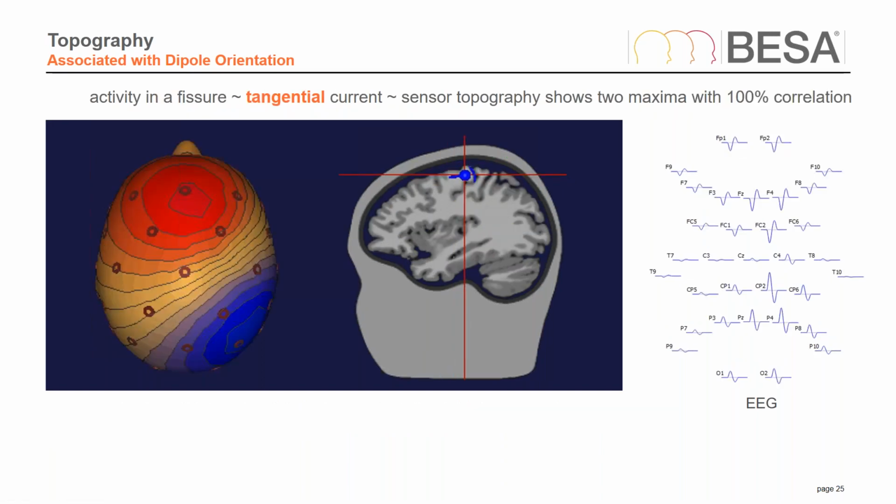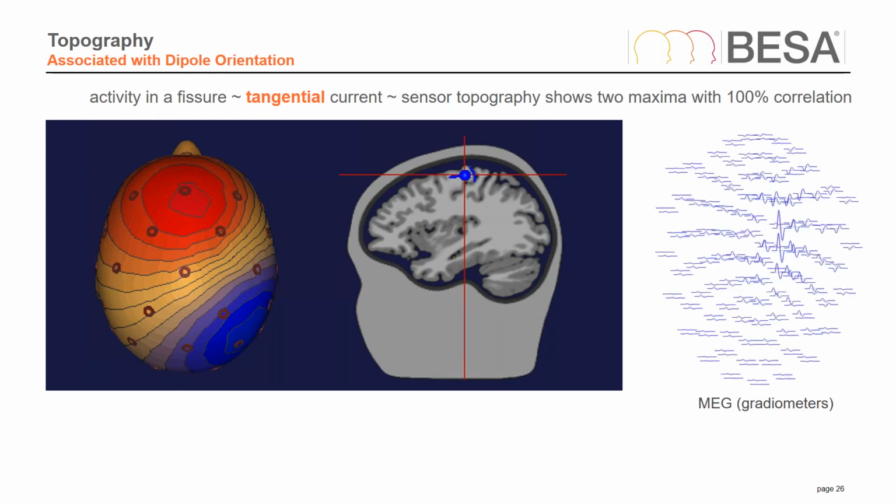If we now look at an activity in the fissure that creates a tangential current, now the sensor topography has two maxima, one here at the front and one at the posterior aspect of the scalp. And these signals will be 100% correlated or 100% anti-correlated, if you like. But actually, if you look at the electrode distribution here, none of the electrodes that show the highest signal are even close to the location of the neural current in the brain in that scenario. That's just the reality of measuring signals from a distance.